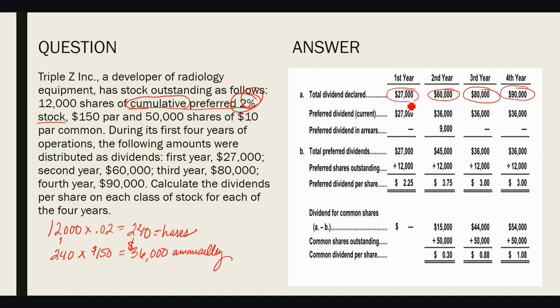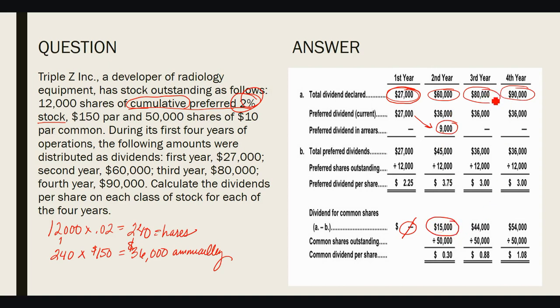So when the company issues only $27,000 worth of dividends in the first year, all of the $27,000 goes to the preferred stockholders, and notice that the common stockholders get none. In year 2, the company declares $60,000 in dividends. The preferred stockholders get the $36,000 for the year that they should receive, plus the $9,000 they did not receive in year 1. What's left after that is the $15,000 that the common stockholders receive.